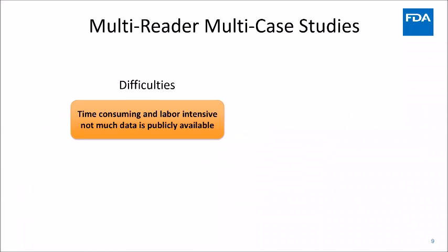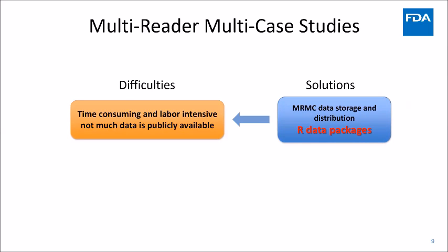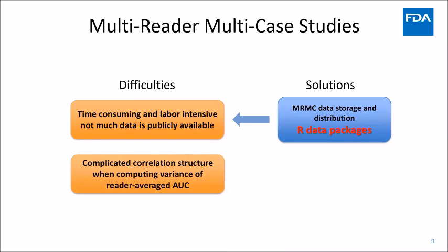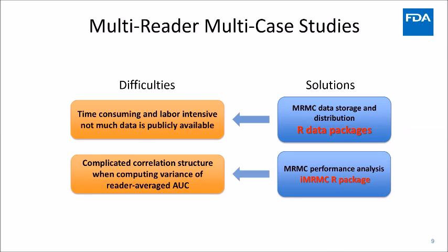As we've seen in the data structure before, we want to collect the confidence scores from each reader for each case and each modality. Usually this kind of multi-reader, multi-case study is time-consuming and labor-intensive, and right now, not much data is publicly available. So we want to use an R data package to store and distribute our MRMC study data. To deal with the complicated correlation structures, we have another R package to do the MRMC performance analysis.